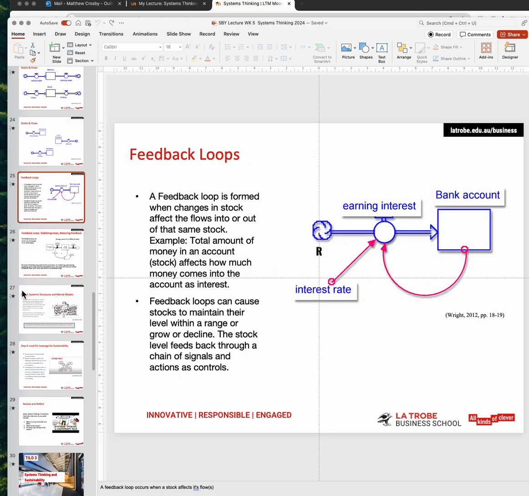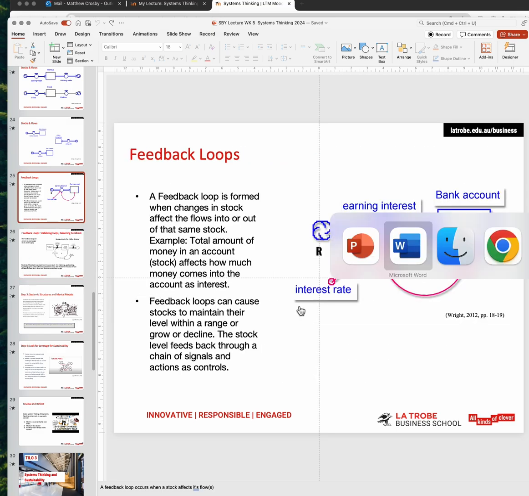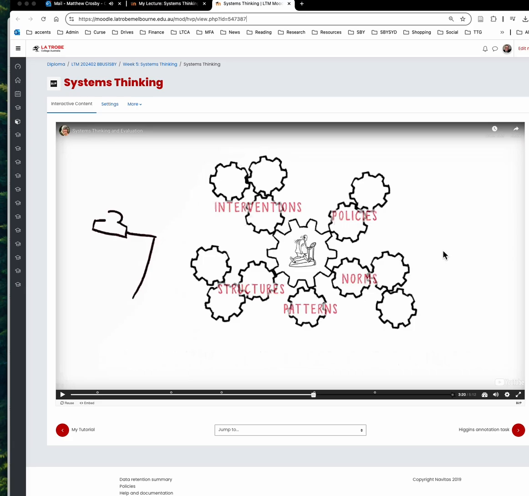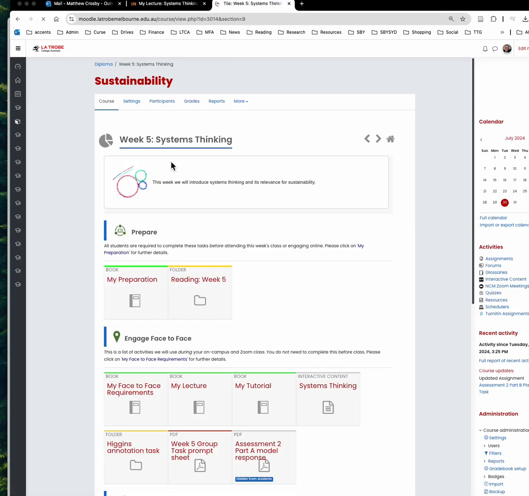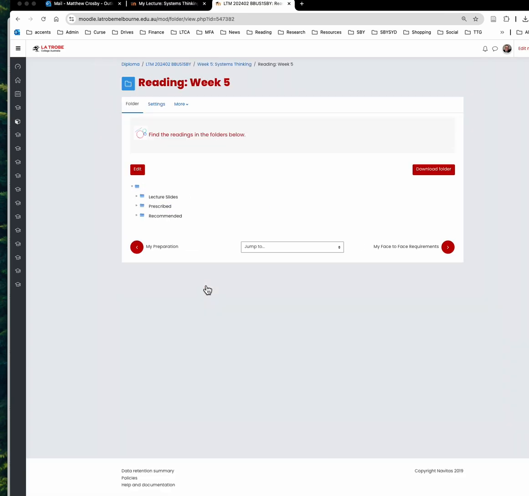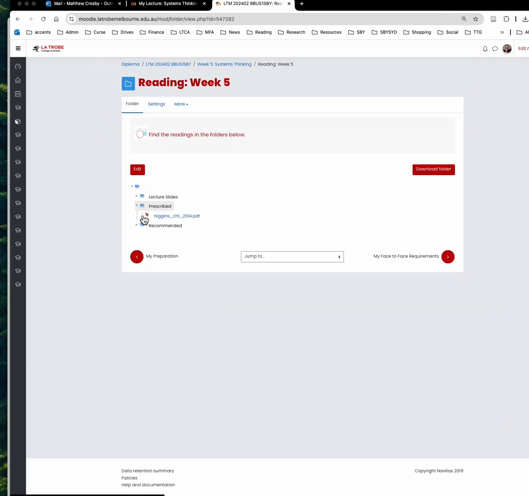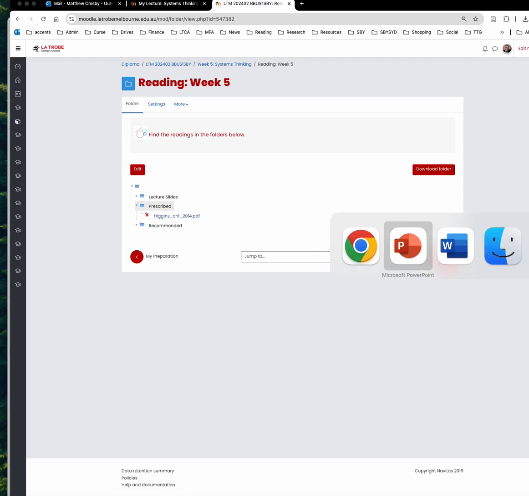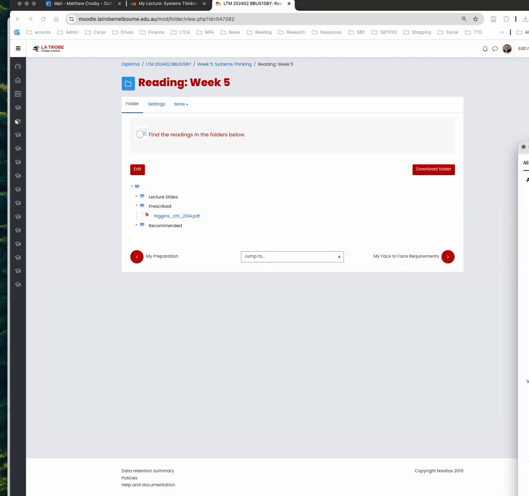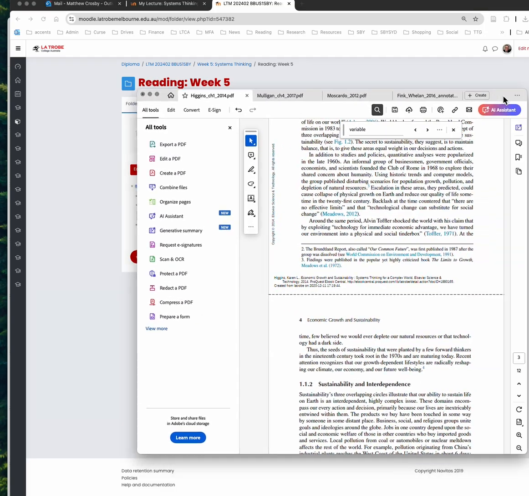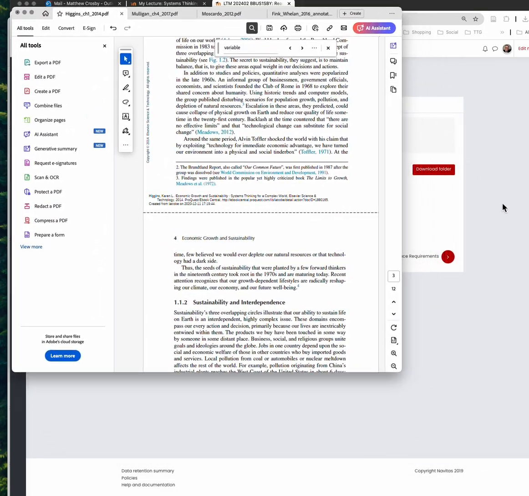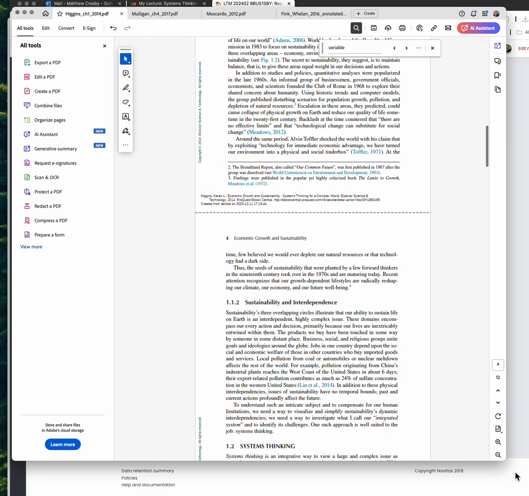And it's at this stage that I ask the question, who had a look at this week's required reading? So could you please go to the readings folder? And there it is there, Higgins 2014. Could you please download that and open it up, please? And it should look something like this.